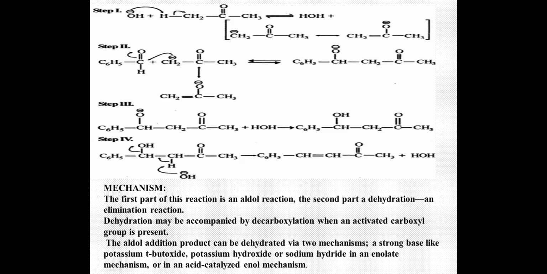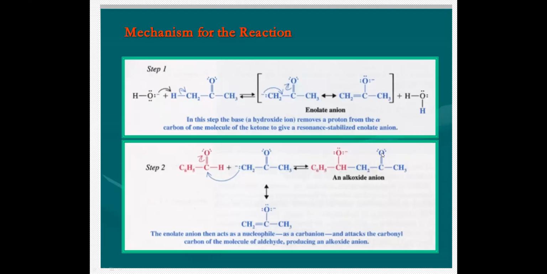Now you have an active methylene group next to the carbonyl. The base abstracts the proton from the methylene group next to the carbonyl group, and there is formation of a double bond. This gives you the desired product, that is an alpha beta unsaturated carbonyl compound. So this is the mechanism of the Claisen-Schmidt reaction.